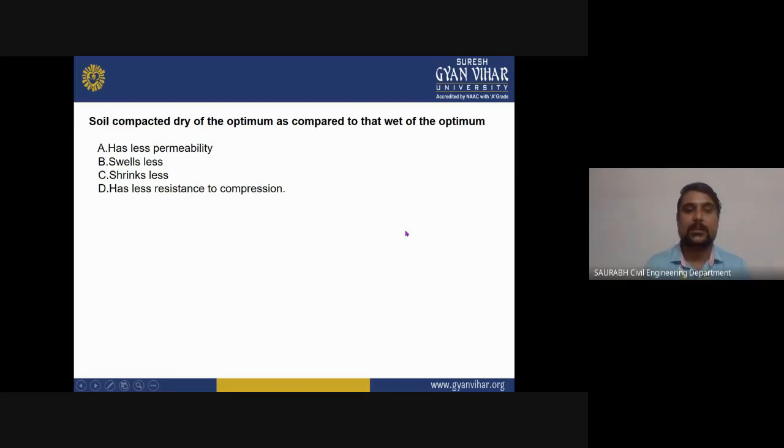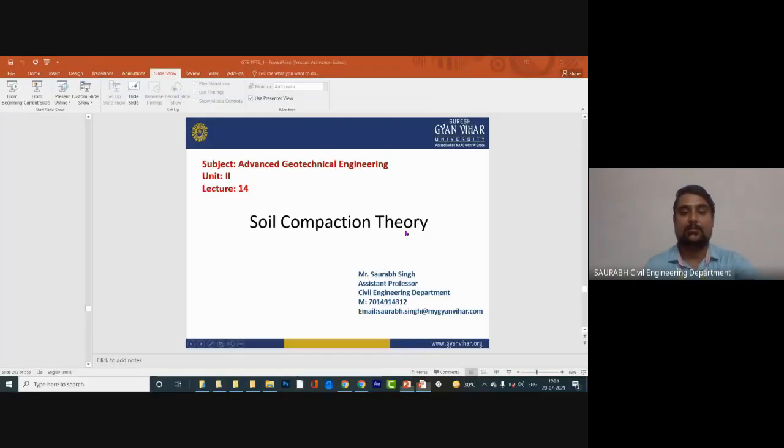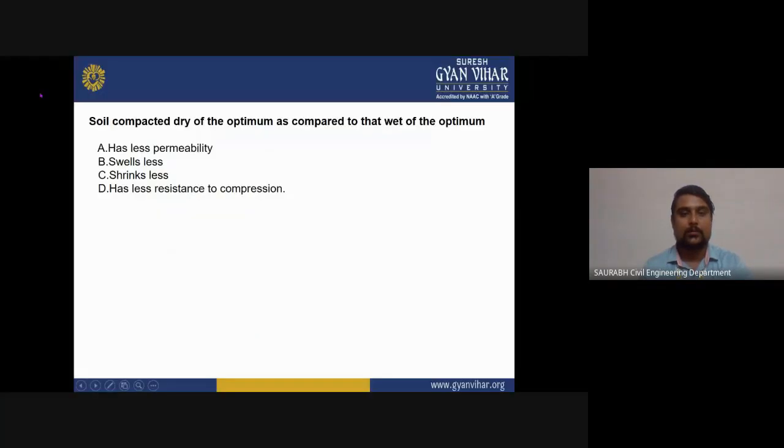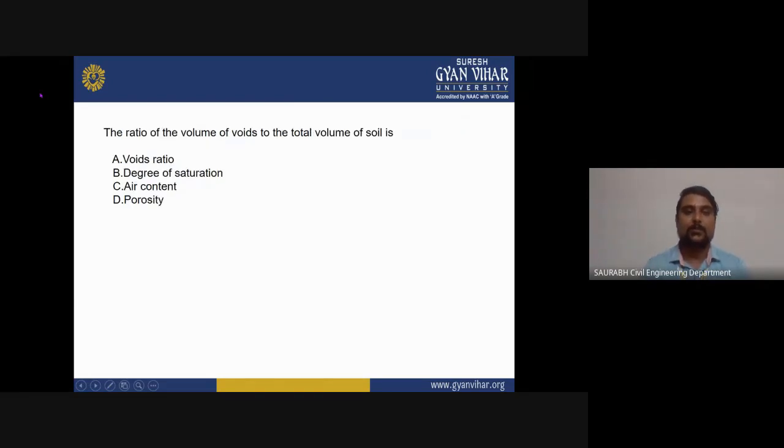First question: if soil is dry of optimum as compared to wet of optimum. The first option given here is has less permeability, swells less, and shrinks less. The right answer is shrinkage less. That will be your right answer. Come to the next question.